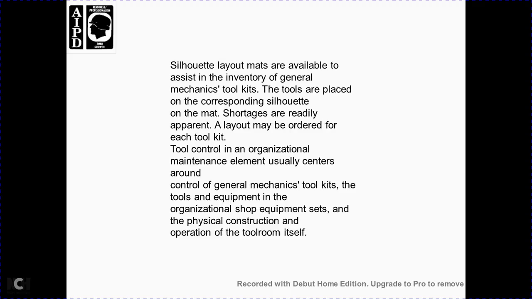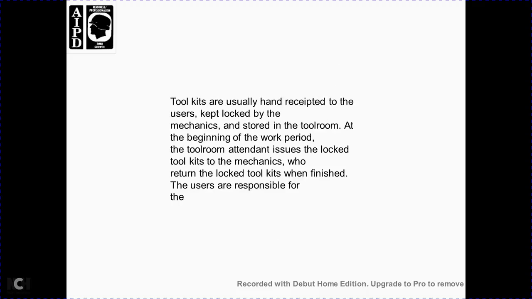Your silhouette layout may be available for the inventory of the general mechanical toolkit. The toolkits are placed with the corresponding silhouette on the map. The storage with the readily apparent layout may be ordered with each toolkit. Tool control within the organizational maintenance element is usually centered around the general mechanics toolkit with the tools and equipment of the organizational shop, the equipment set, and the physical construction of the tool room itself.